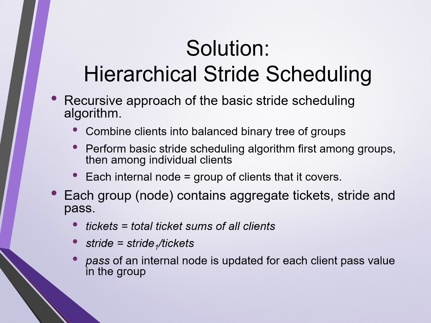For internal nodes, tickets is a total ticket sum for all of the clients it covers, and stride is equal to stride1 over tickets. The pass values for internal nodes are updated whenever the pass value for any of the clients that they cover is modified after consuming the resource.